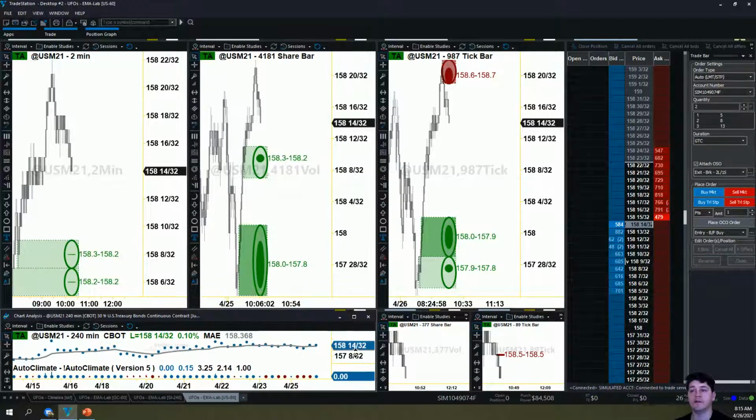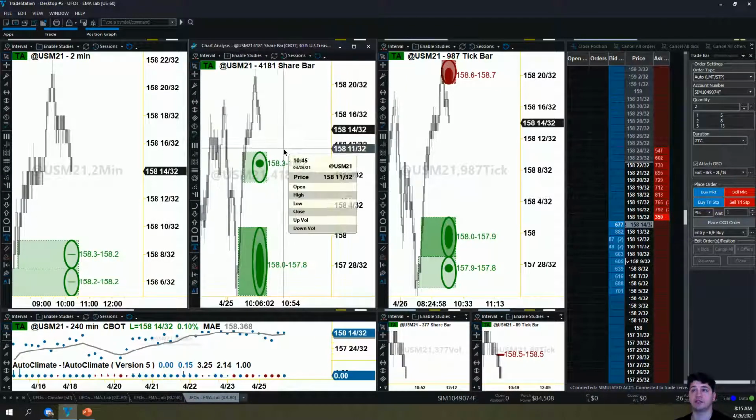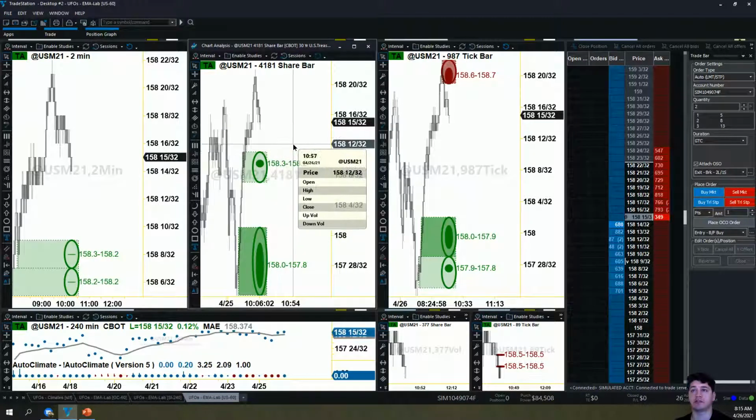But let me just double check that real quick. I think it's going to be right on it or below it. And we definitely don't want to do that because I think, yeah, it'll start at 12. So we may miss this by 1/32.